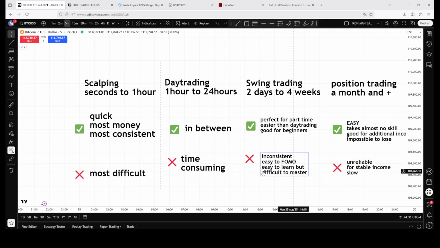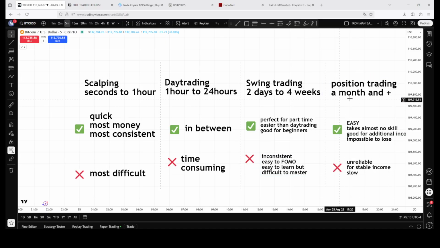And then I would say it's easy to learn but difficult to master. What I mean by that is that a lot of beginners jump into swing trading and they're good, they can make some profits, but the best swing traders that make a consistent living out of it are levels above this, and it's very, very difficult to become a good swing trader. In my opinion, it's easier to master day trading than it is to master swing trading.